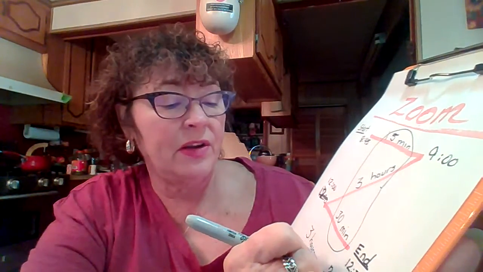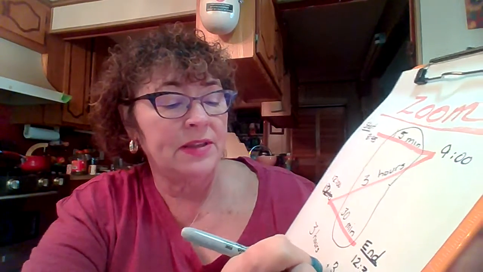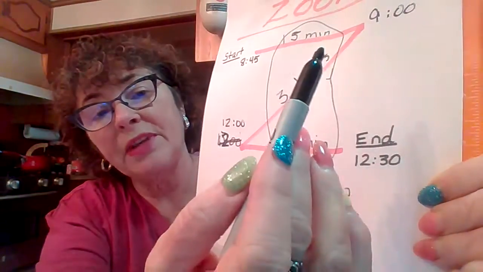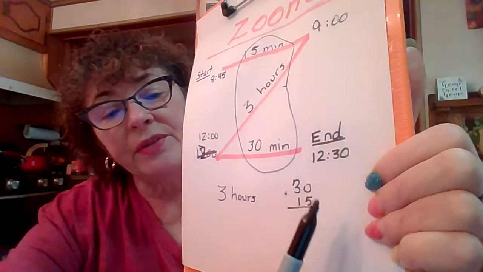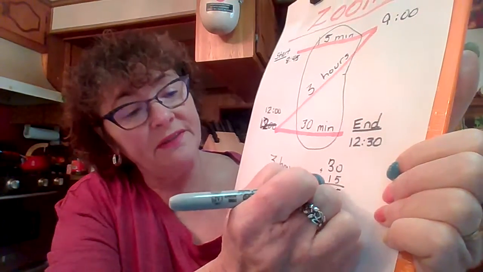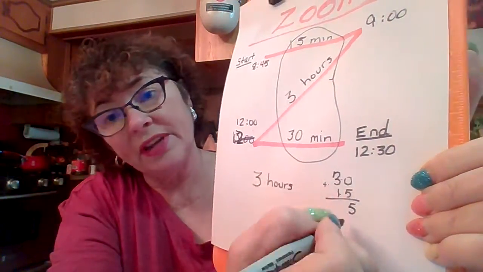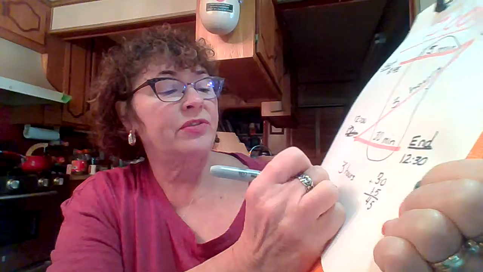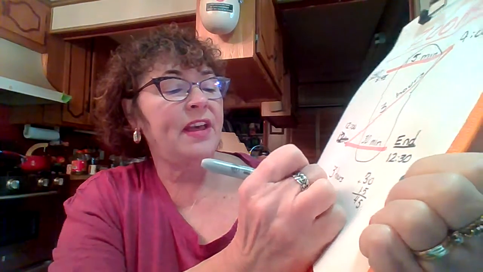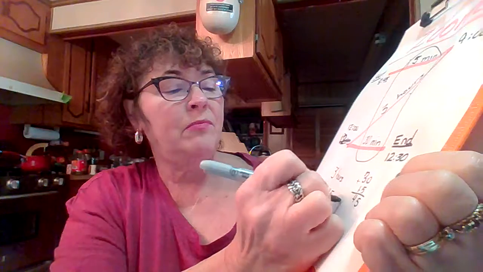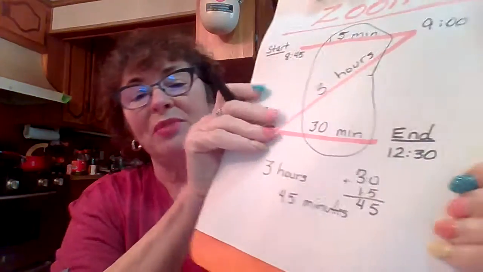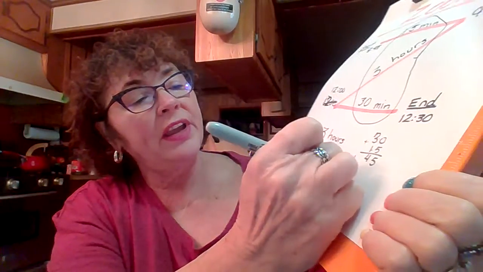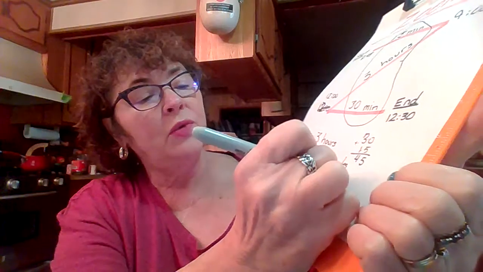So I've got 30 plus 15, because it's 30 minutes here and 15 minutes up there. 0 plus 5 is 5, and 3 plus 1 is 4. So that gives us 3 hours and 45 minutes. Probably should have done my figuring over a little bit more, but that's okay. 3:45.